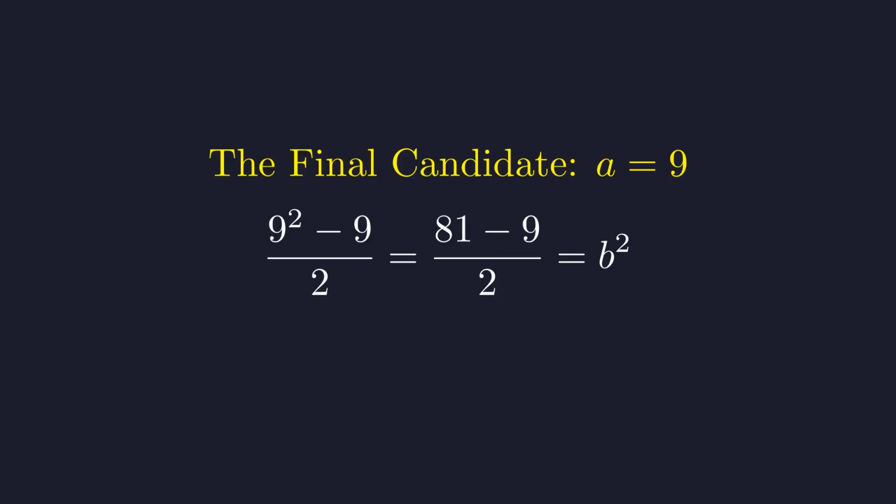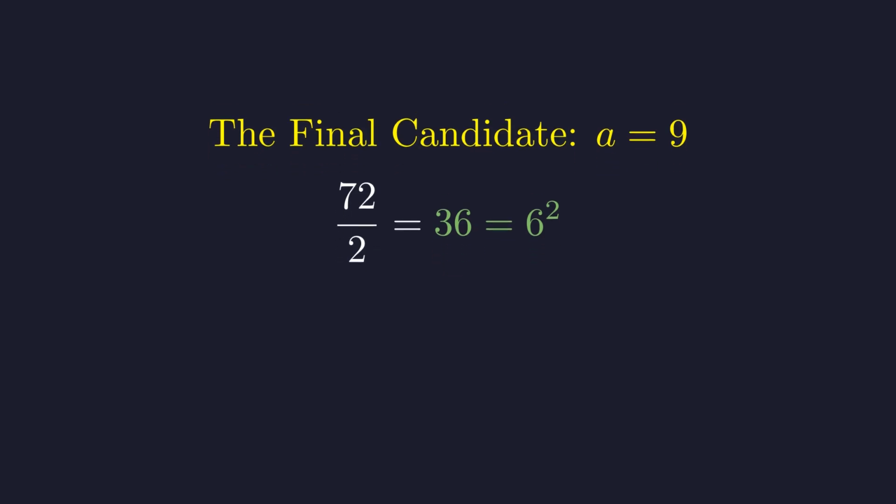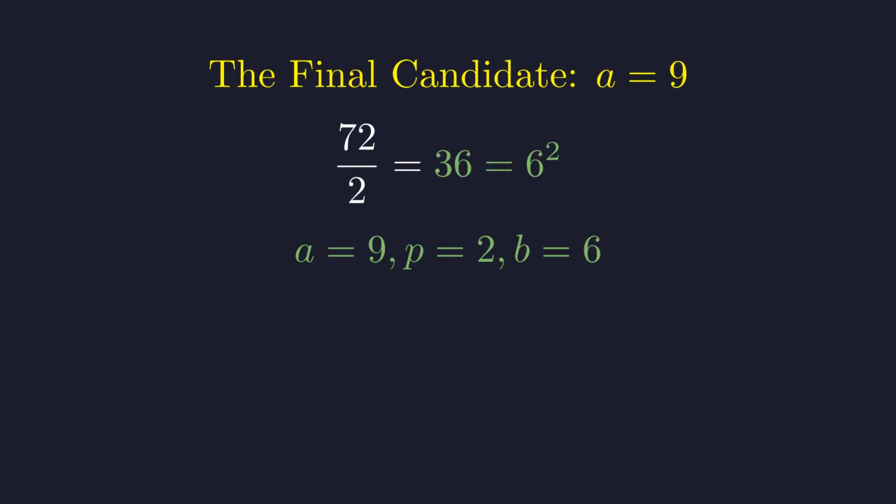Substituting p equals 2 and computing 9 squared, we get 81 minus 9 over 2. This simplifies to 72 divided by 2, which equals 36, and 36 is 6 squared. After systematically eliminating all smaller possibilities, we found our solution. This is a perfect square with b equal to 6, which satisfies our constraint that b must be at least 2. We've found our complete solution. A equals 9, P equals 2, and B equals 6. All the conditions of our original problem are satisfied.